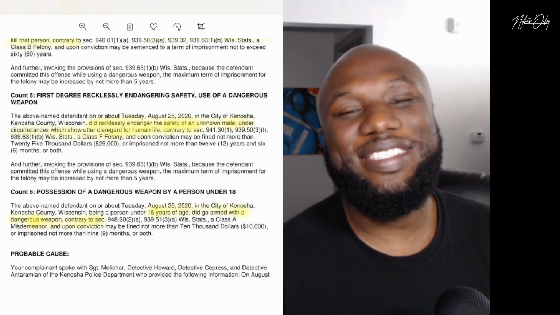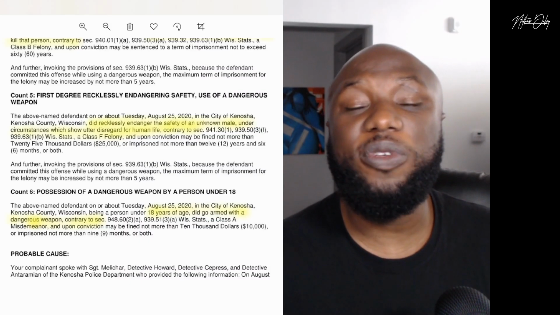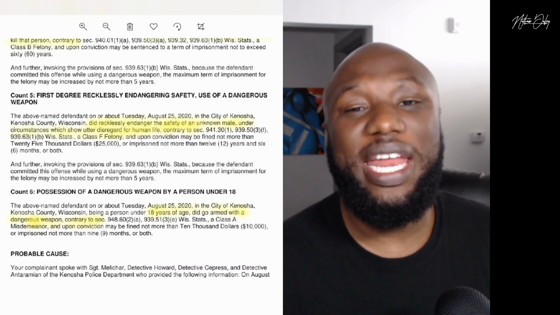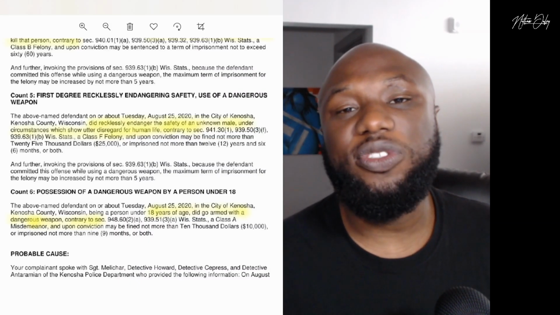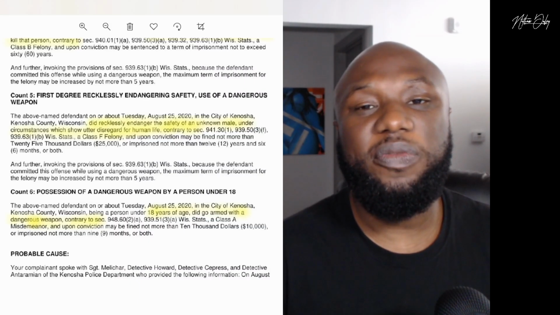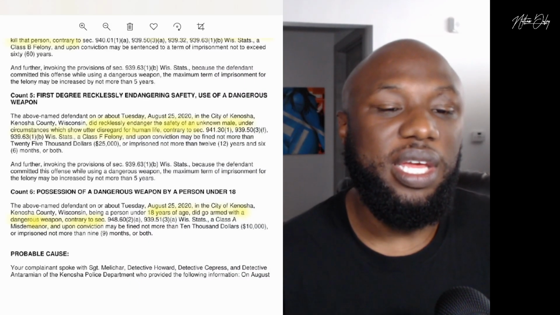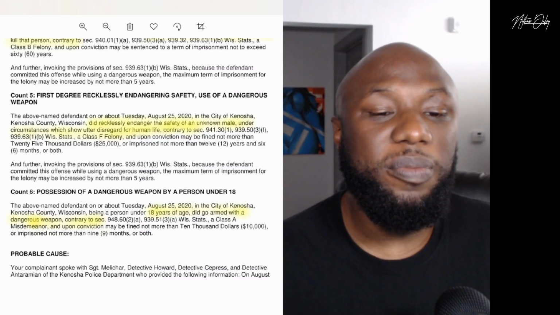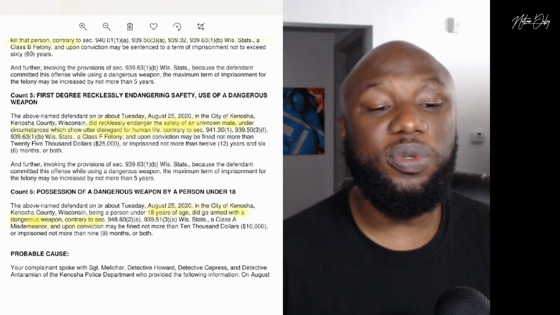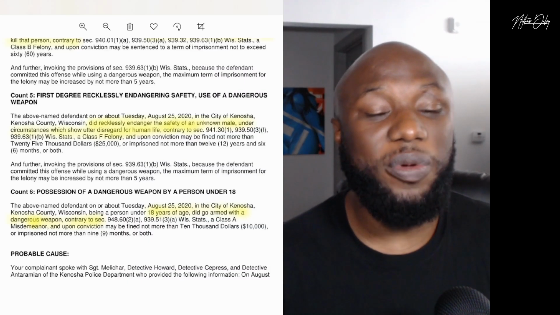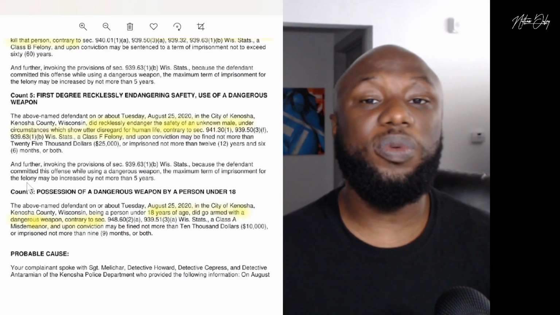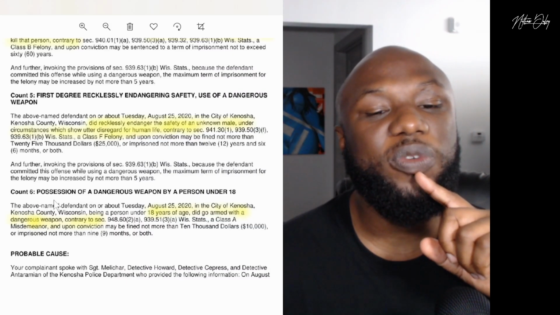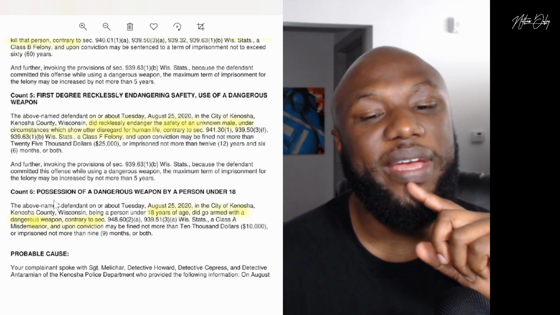So count six is a very interesting charge. This is one that most of the people are talking about. The fact that Kyle had a weapon to begin with and he should not have. But let's look at the actual charge, because I've seen some comments and people have messaged me directly and asked me about it. And some people are saying that he didn't break the law. Well, I disagree. According to, allegedly, I would say, but according to Wisconsin law, count number six says possession of a dangerous weapon by a person under the age of 18.